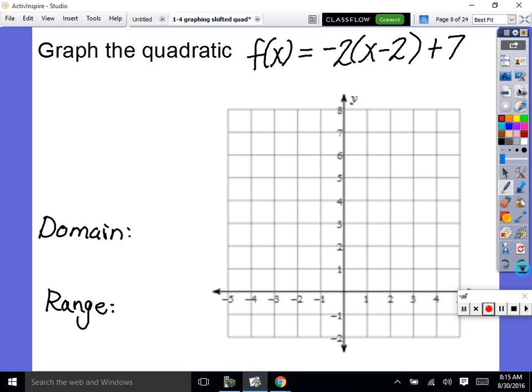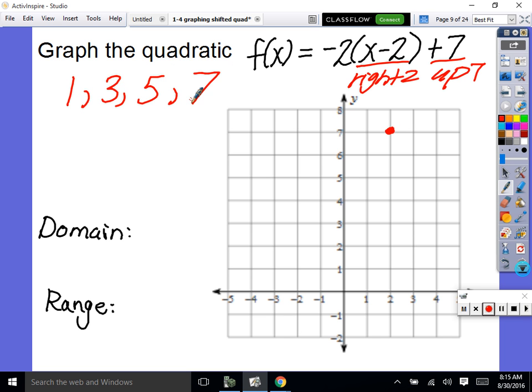Let's go much quicker through this one. Ready? Let's go 10 times quicker. Right 2, yeah? Right 2, up 7. Let's graph that. So I'm going right 2, up 7. Okay, awesome. Now we're going to graph it. You can either use your calculator or the 1, 3, 5, 7 rule. 1, 3, 5, and 7, and we multiply our a value to that. So times negative 2, times negative 2, times negative 2.